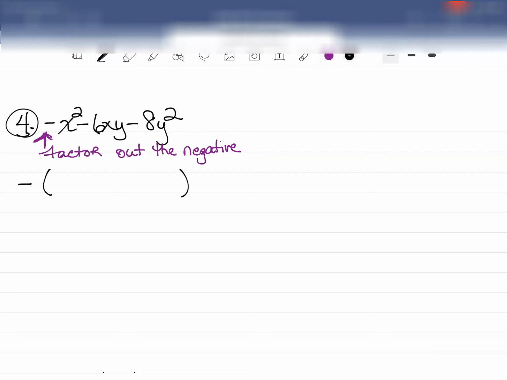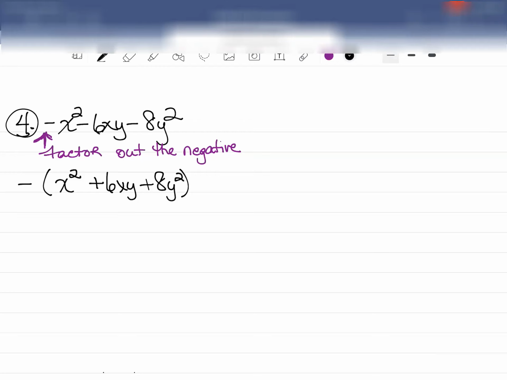Factoring out the negative means that I'm just switching the signs. Originally I had a minus x squared, now in the parentheses you see a positive x squared. Originally there was a negative 6xy, now in the parentheses is a plus 6xy. Originally it was a minus 8y squared, now it's a plus 8y squared. That's factoring out the negative.